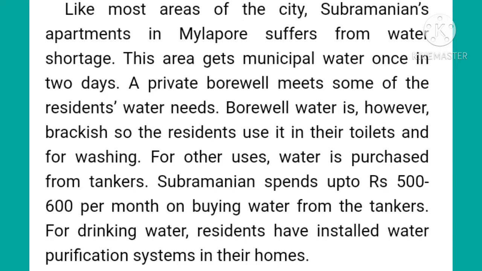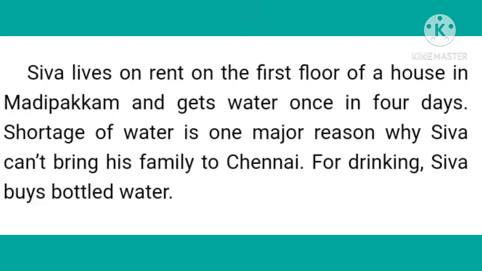Let's see the third scene. Shiva lives on rent on the first floor of a house in Madipakkam and gets water once in 4 days. See the condition in Madipakkam, the people are getting water once in 4 days. Shortage of water is one major reason why Shiva can't bring his family to Chennai. For drinking, Shiva buys bottled water. As you can see in this picture, the bottled water is around there.